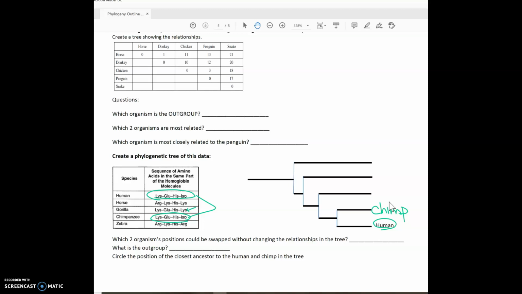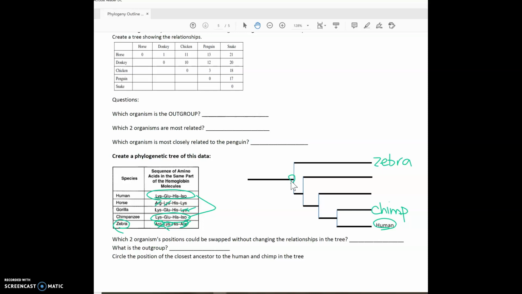Well, if we look at this, I notice that the gorilla only has one difference. The horse actually has two differences. And the zebrafish has actually another difference even from the horse, so it has even more differences. In fact, the zebrafish has three differences from the human and the chimp. So the one with the most differences is going to be our outgroup, so we would put them here. Remember, this is showing that they are the most different, that they shared an ancestor the furthest back. So in the relationship scheme, they're the least related.